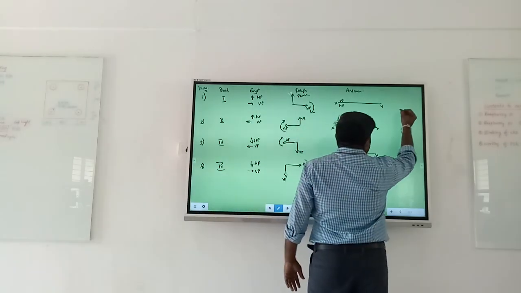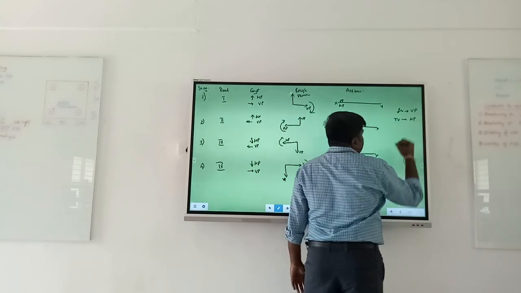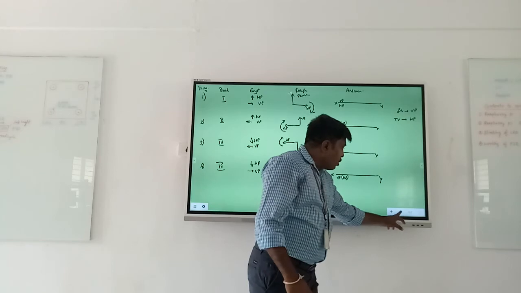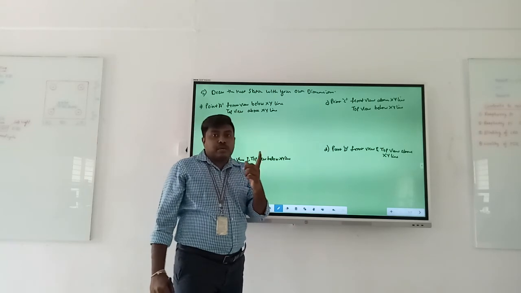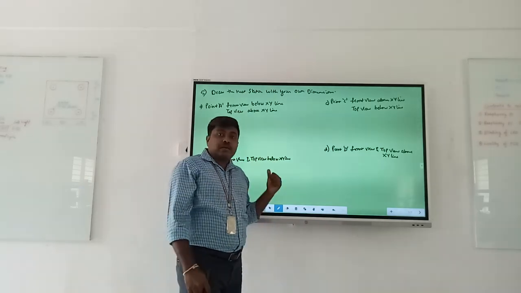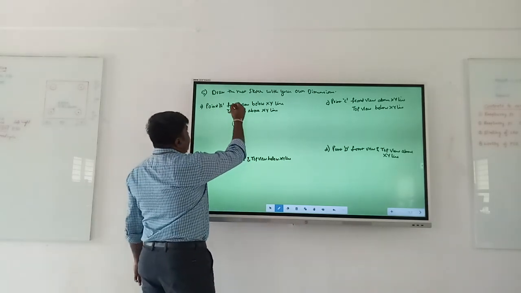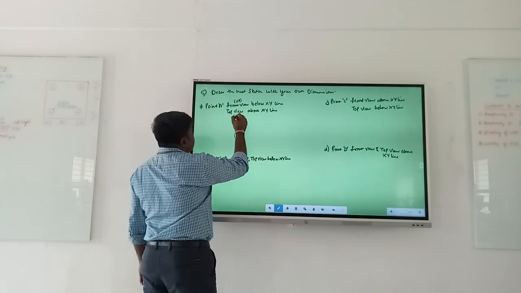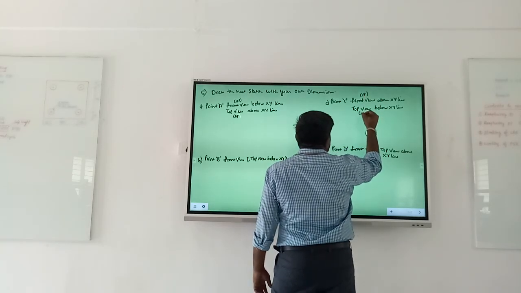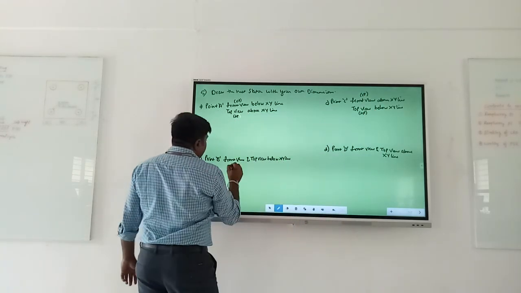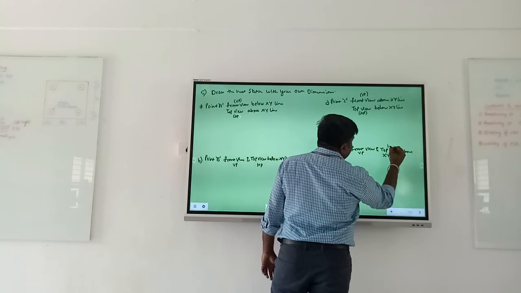I'll write it here. Front view means vertical plane, top view means horizontal plane. Now, wherever you have front view, replace that word by VP, and wherever you have top view, replace that word by HP. Front view means VP, top view means HP, right? So replace those words here also, and here also VP and this is HP.